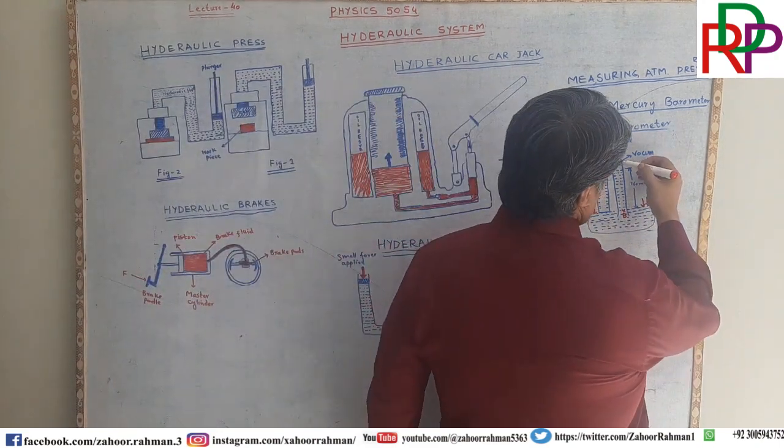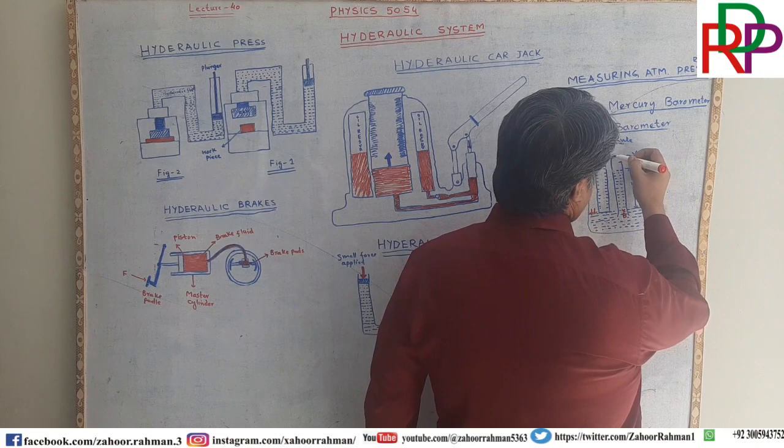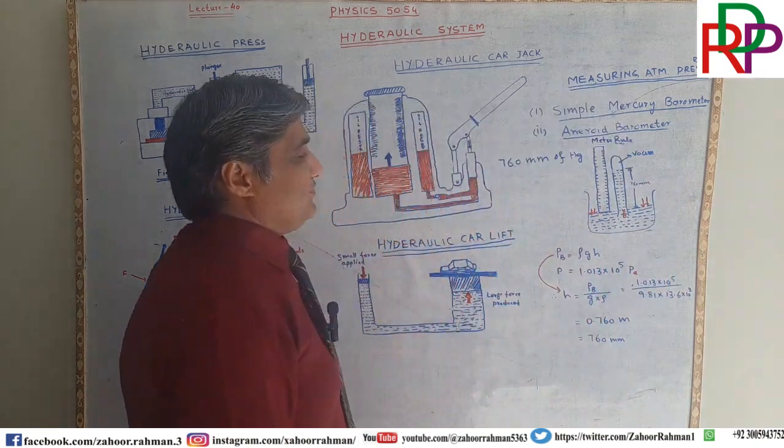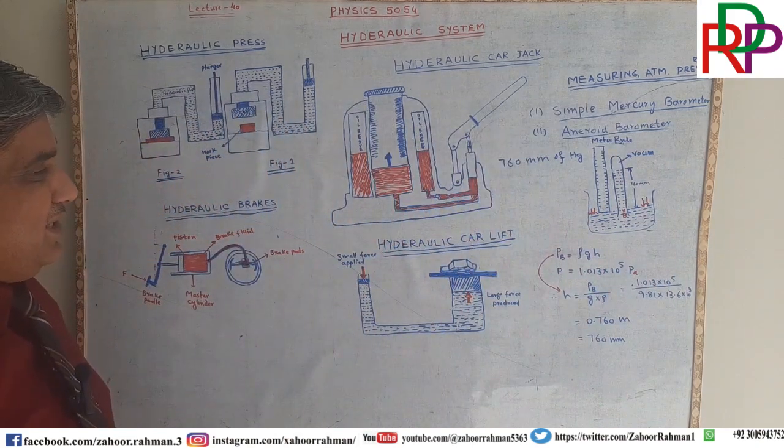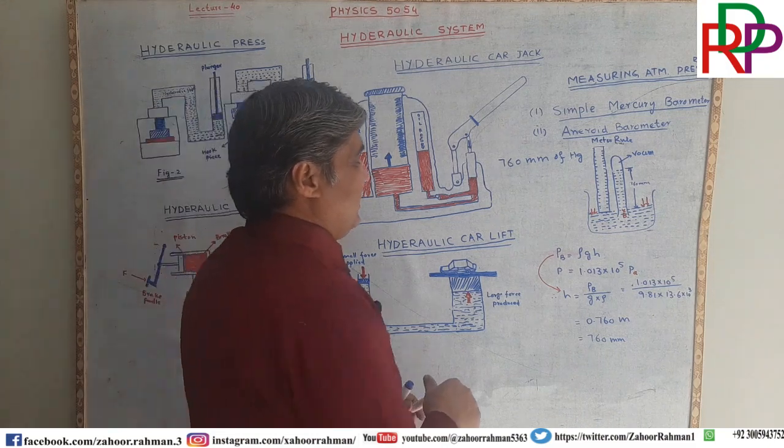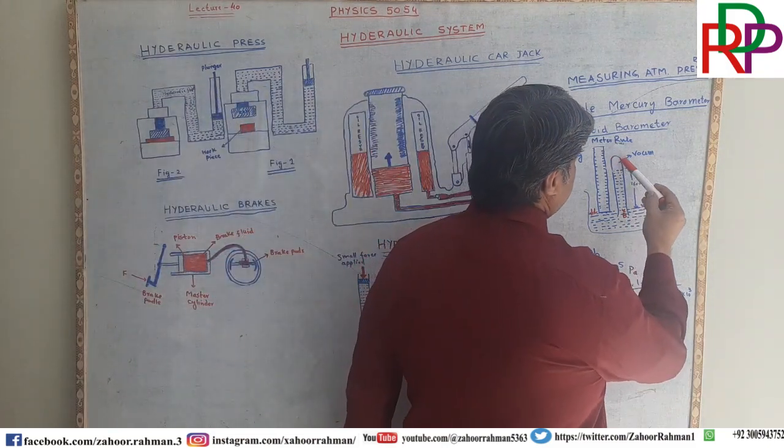There is a vacuum in this cylinder-like thing, which is a tube in which mercury is there, and on one side it is sealed.